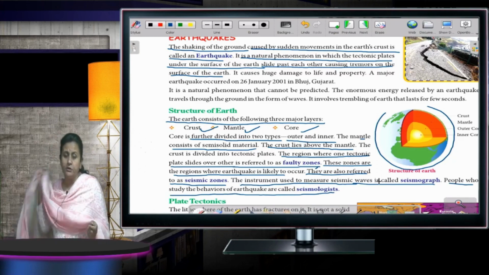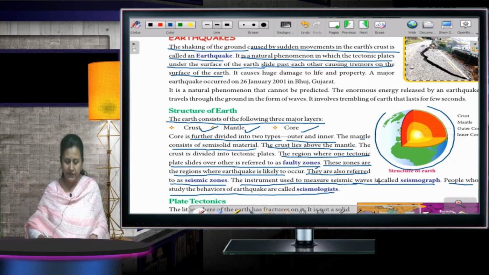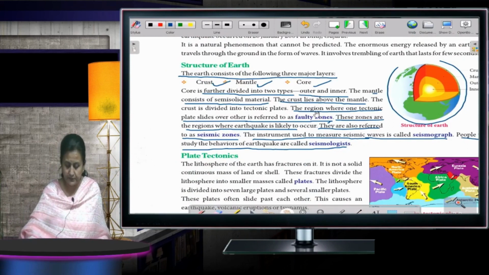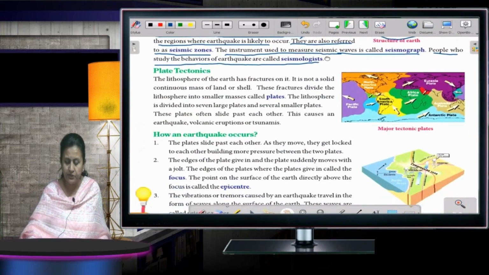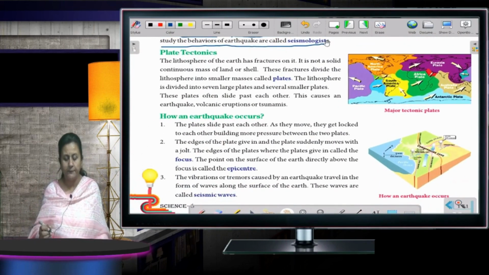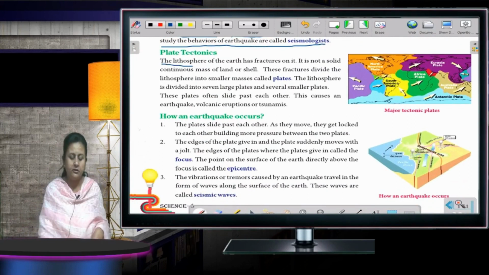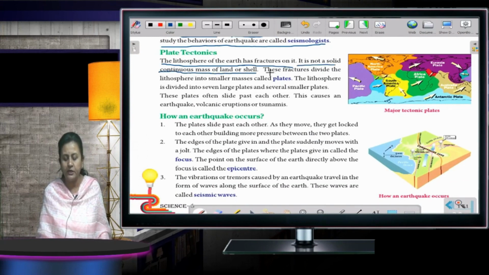Now we'll talk about plate tectonics. Here you can see on your screens also. The lithosphere of the earth has fractures on it. It is not a solid continuous mass of land or shell. These fractures divide the lithosphere into smaller masses called plates.